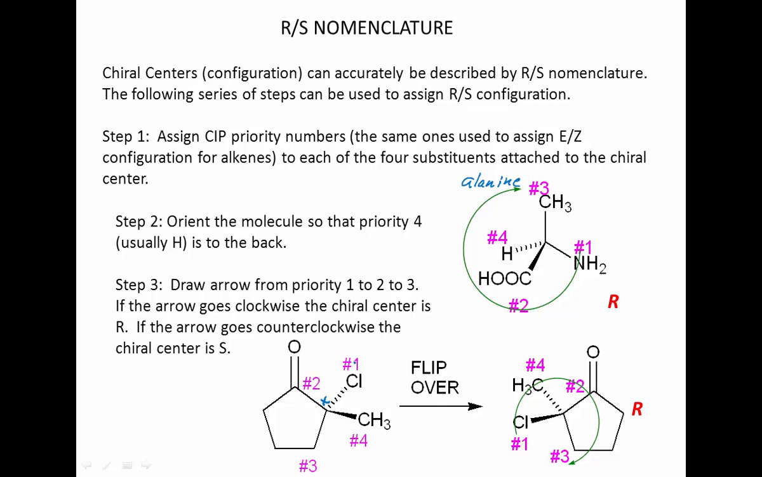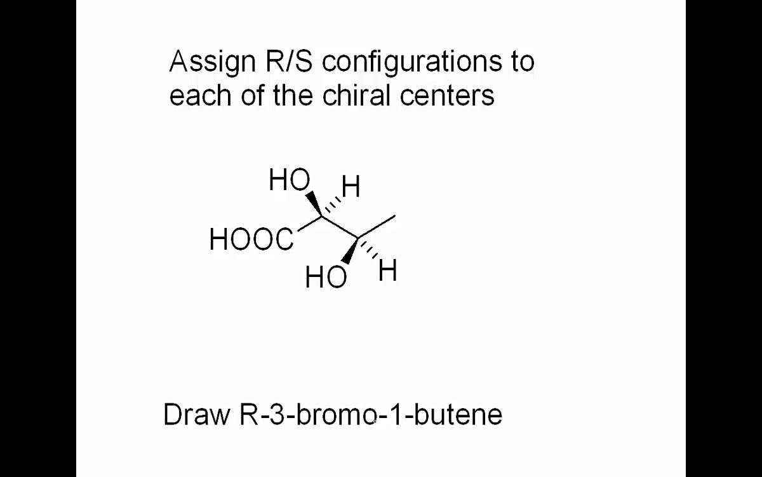We draw an arrow that went from 1 to 2 to 3, right? And it looks like an S arrow, but we know not to call it S because number 4 is coming out, and so we would call it R. Okay, all right, so that's another way you can do it, but again, be very careful if you adopt that system.